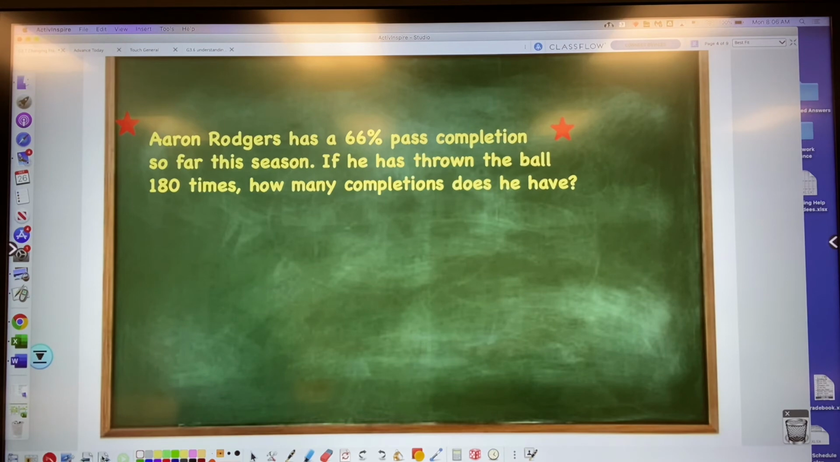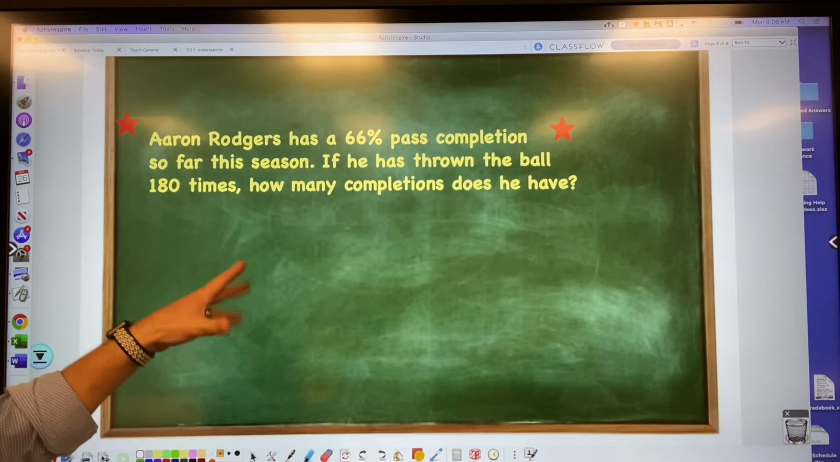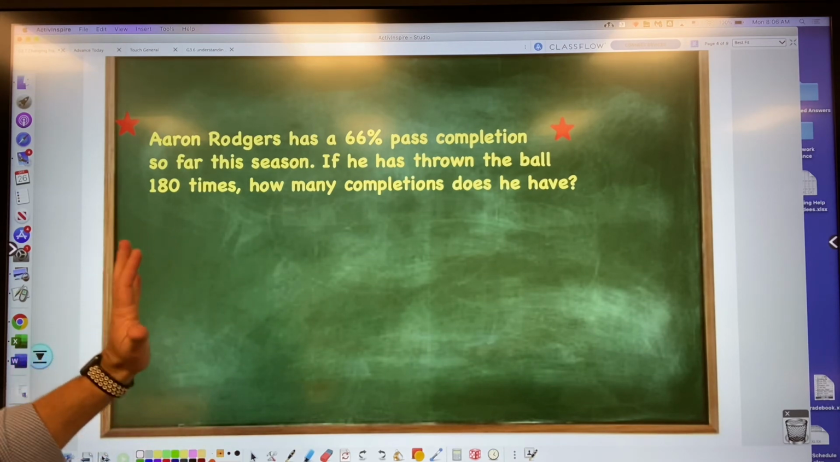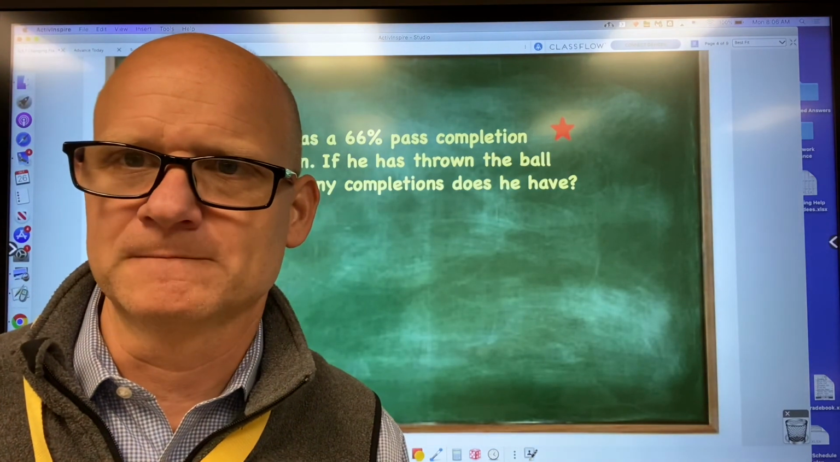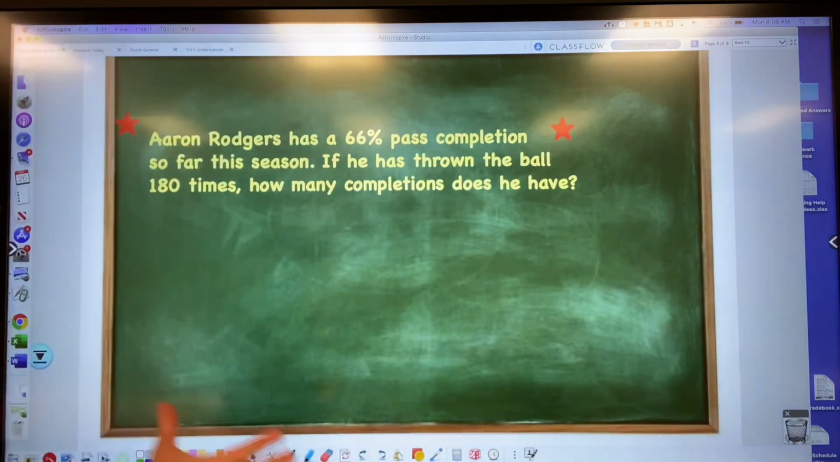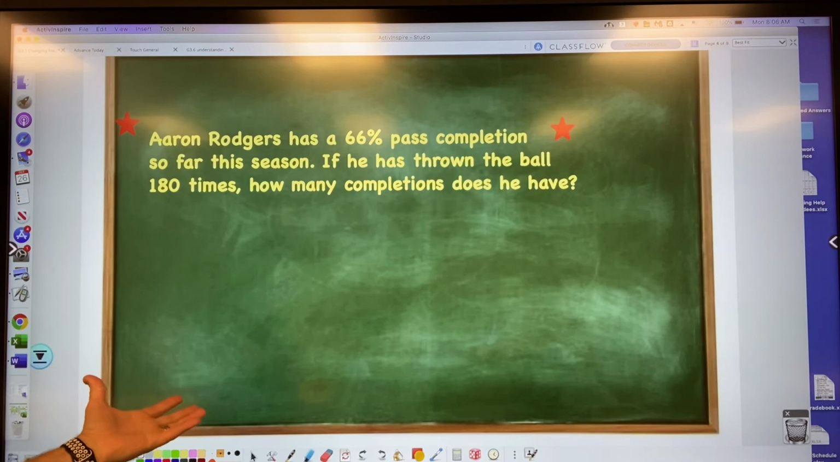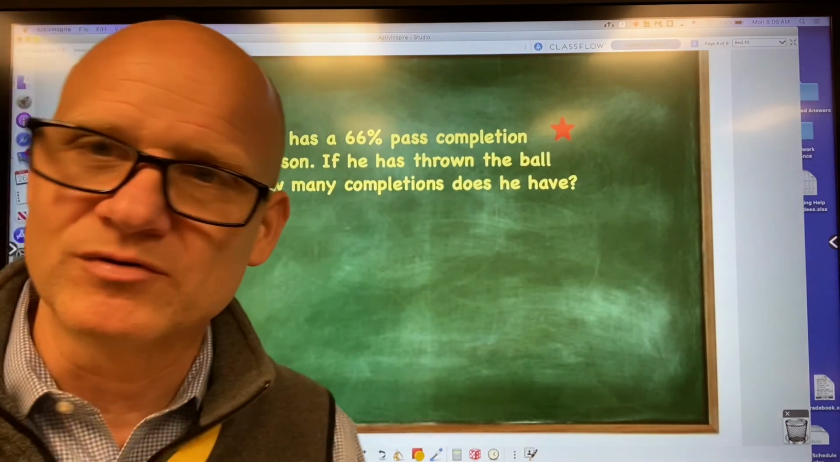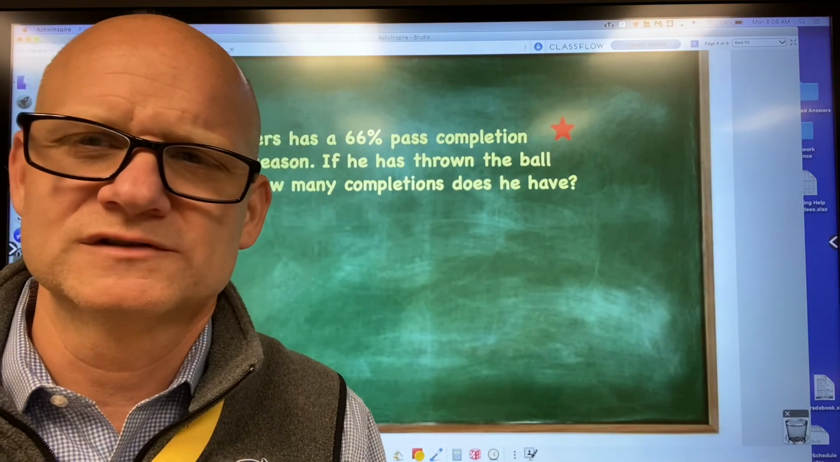We're going to go over this, but it's about Aaron Rodgers. And this is actually true for this season, or it was true up until yesterday's game. But anyway, he has a 66% pass completion rate so far this season. If he has thrown the ball 180 times, how many completions does he have approximately? So try to figure this one out, and we'll discuss this in class.